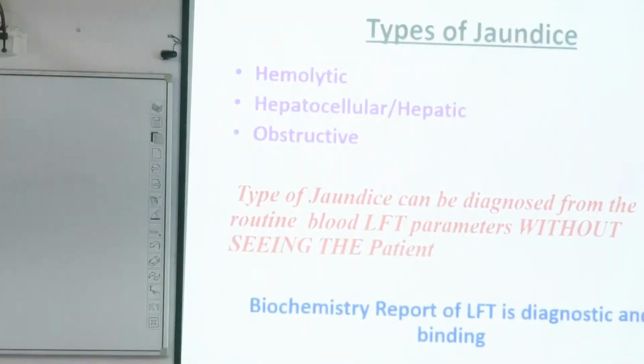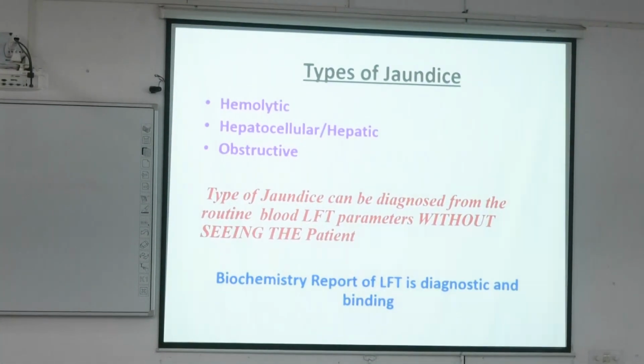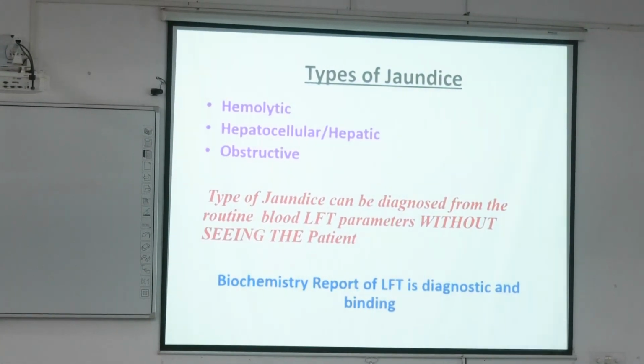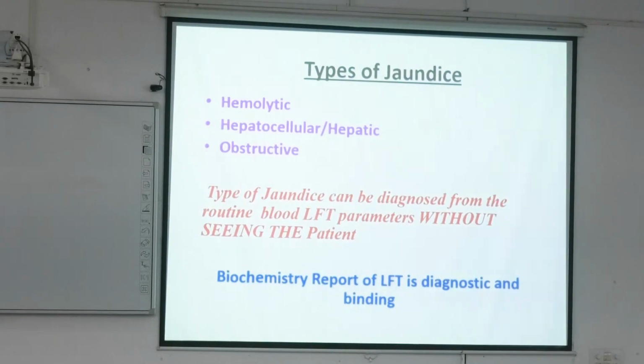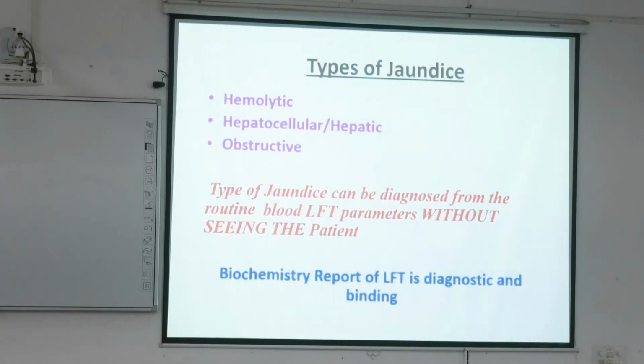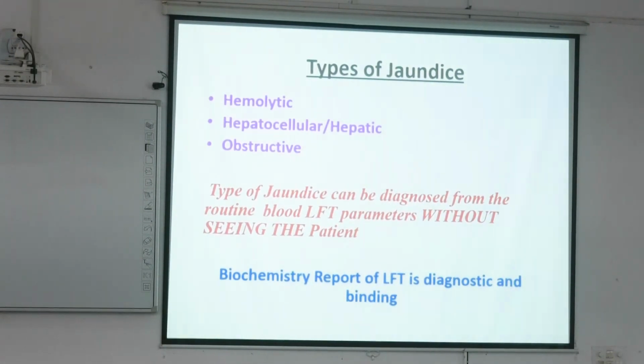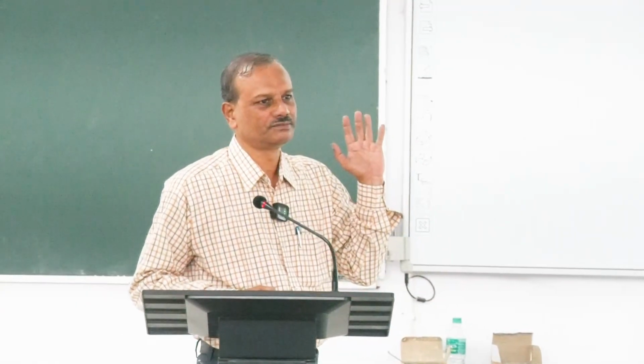So types of jaundice, there are 3 main types: hemolytic, hepatocellular and hepatic or obstructive. And I am telling you in my epileptic class, type of jaundice can be diagnosed from the routine epileptic parameters which are done even in our college without seeing the patient. That is possible. Diagnostic and binding, regardless of the clinical picture. That report you cannot ignore. And based on the report, treatment has to be given.